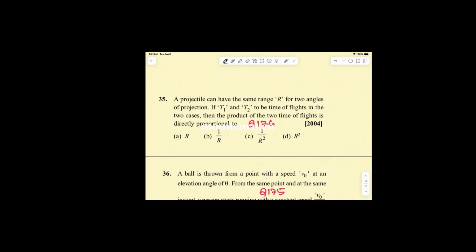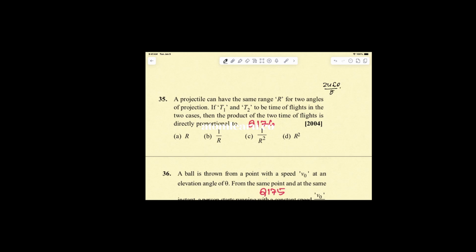Question 174. A projectile can have the same range for two angles. If T1 and T2 are the times of flight, then the product of the two times of flight is directly proportional to what? Therefore, we know the time of flight is 2u sin theta by g.